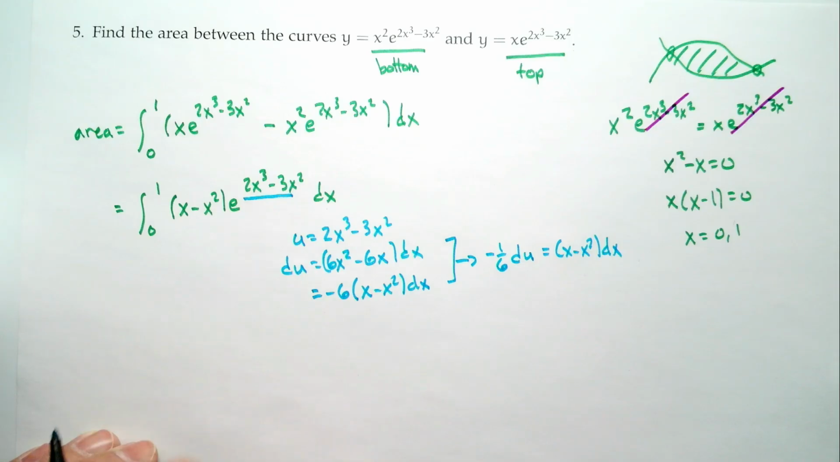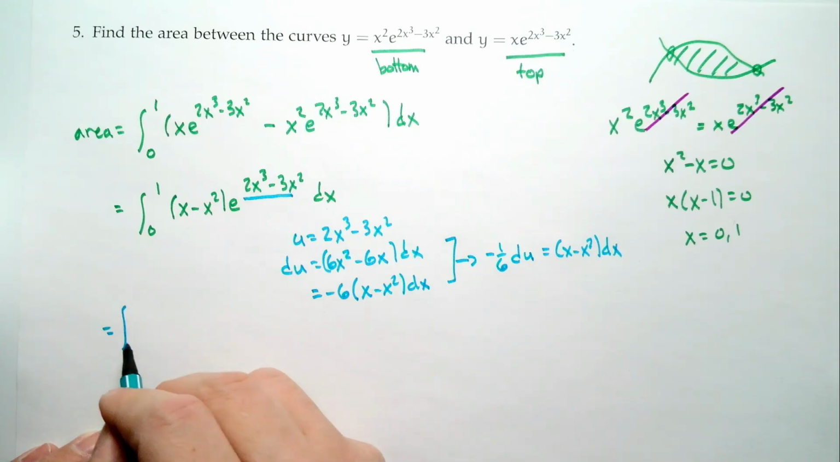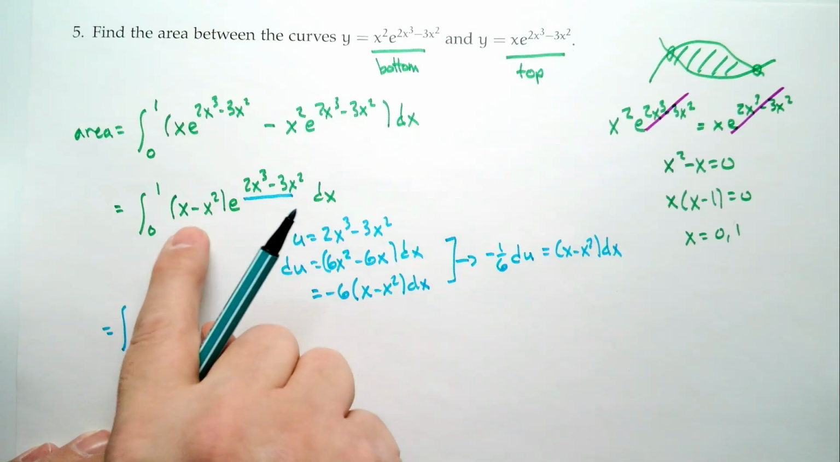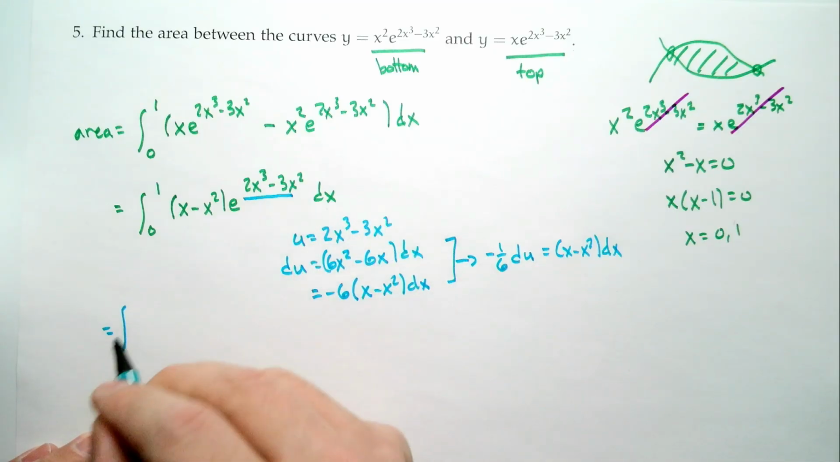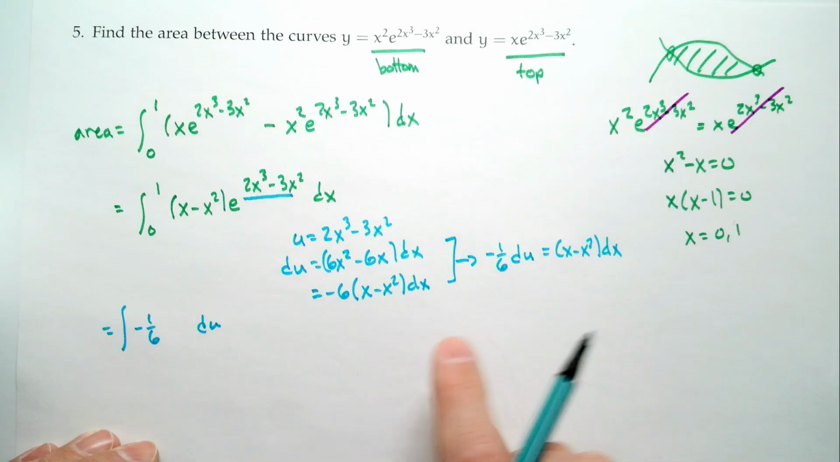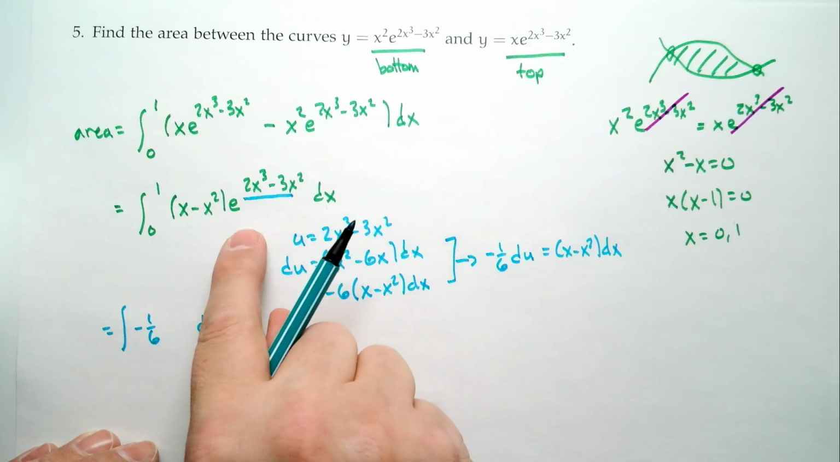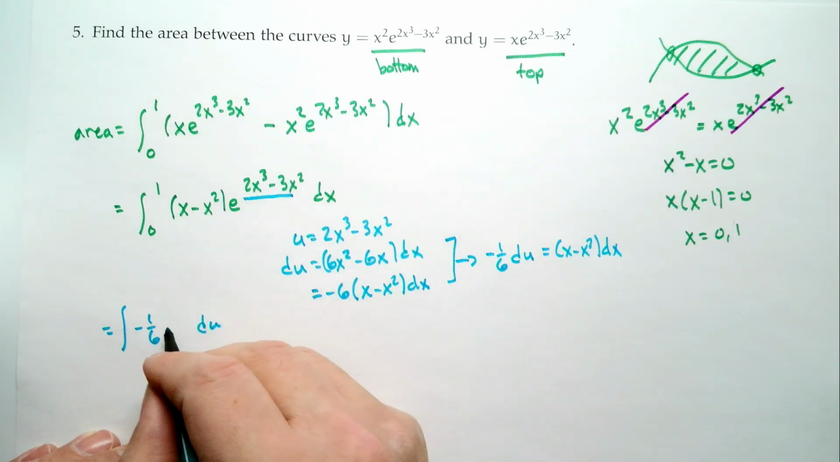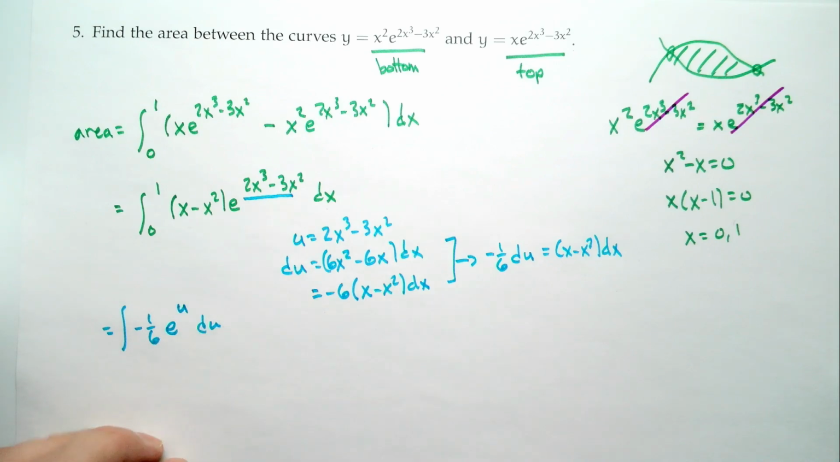So this will become the integral of x minus x squared dx becomes minus 1/6 du. And then e to the 2x cubed minus 3x squared becomes e to the u. Now at this point, you probably are getting nervous and saying, whoa, there's a negative there, and we were supposed to find area. Something's wrong. Or maybe not. We're not done yet. What haven't we done yet? Well, we're missing something.